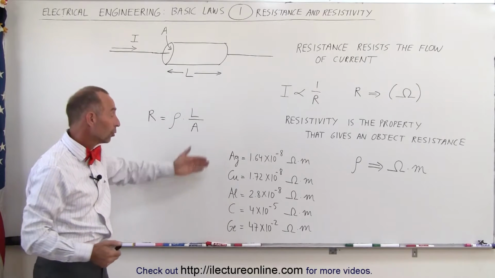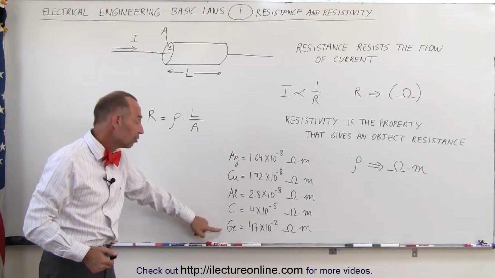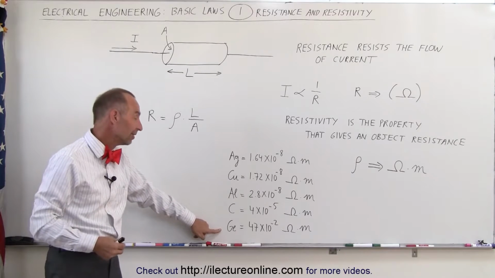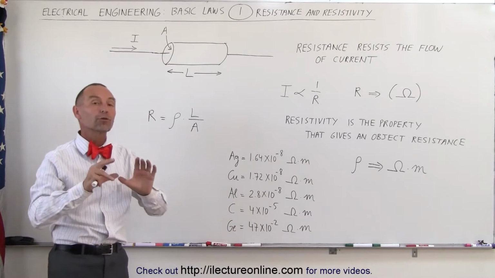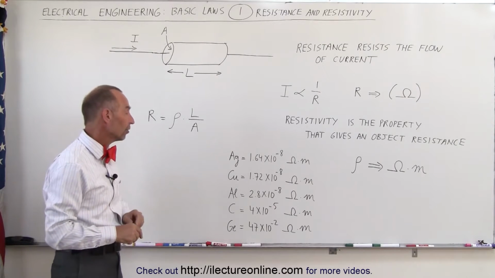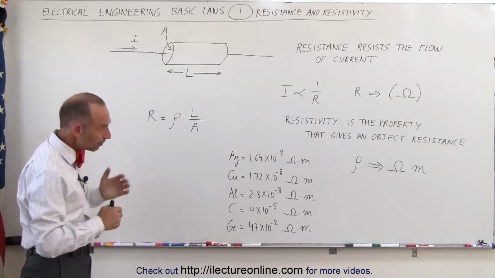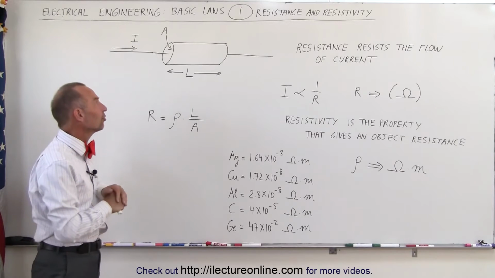In comparison to metals, you can see that carbon and germanium have much higher resistivities. These fall in the category of semiconductors. You can see that they're much more opposed to the flow of current than metals are. That gives us a good basis of understanding.